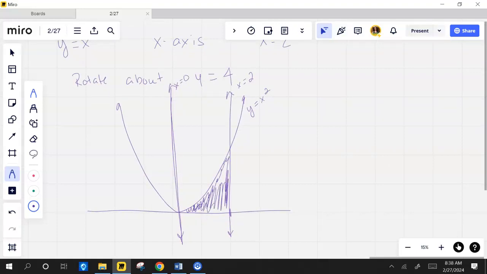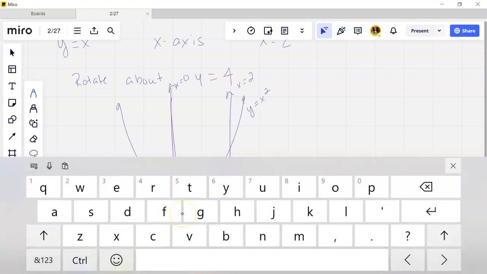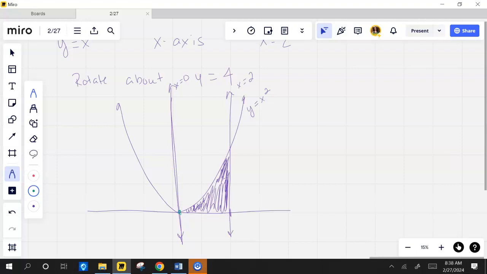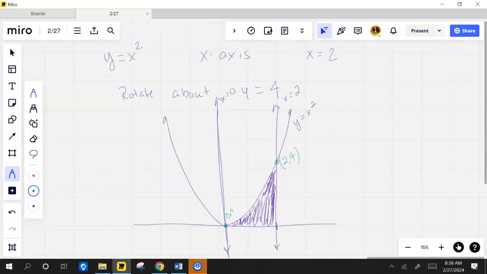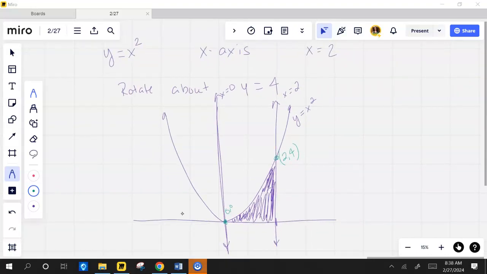I always go ahead and find points of intersection. I find it easier than having to go back and do it. So this is obviously 0, 0. This point is on the line x equals 2. If I plug that in, I get 4. And I'm rotating about the line y equals 4.